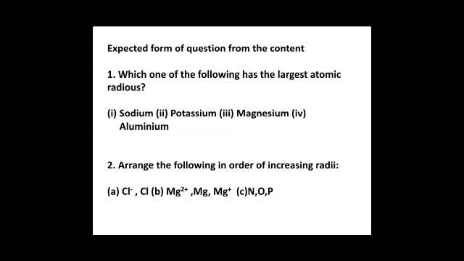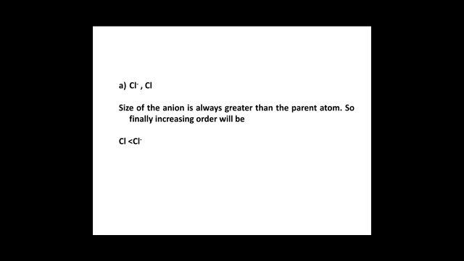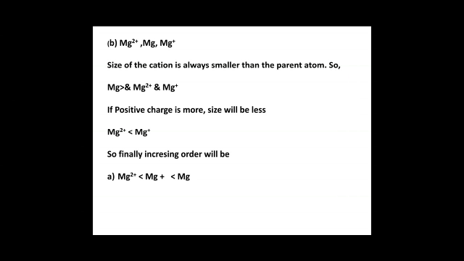Arrange the following in order of increasing radii. First, Cl- with Cl, the chloride ion and chlorine atom. The size of the anion is always greater than the parent atom. So finally the increasing order is chlorine atom, then chloride ion.